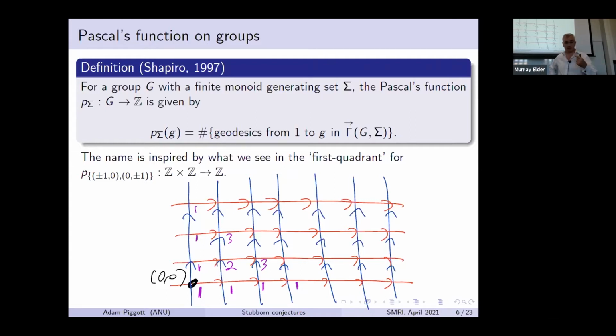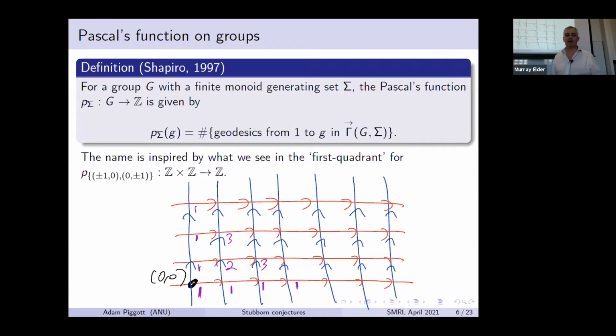He wanted to think about how many different geodesics there are between group elements. And he defined a function which he called the Pascal's function on a group with a finite monoid generating set. For each group element g, this function takes as input a group element and gives as output how many geodesics there are from the identity element to your element g. Another way of saying it: how many shortest ways to spell that group element are there in your generating set?